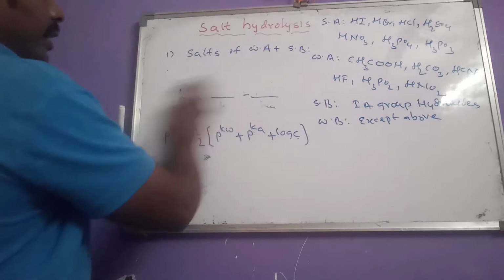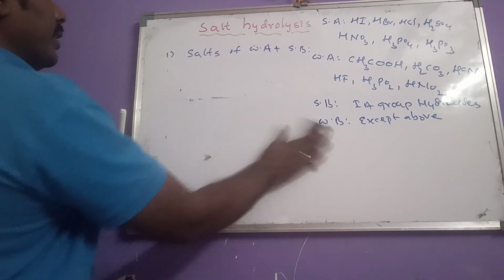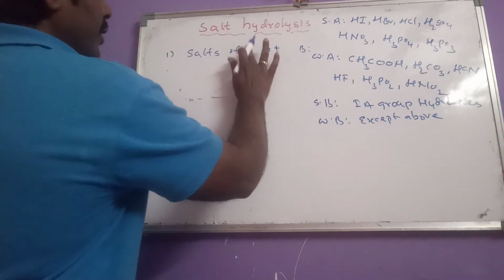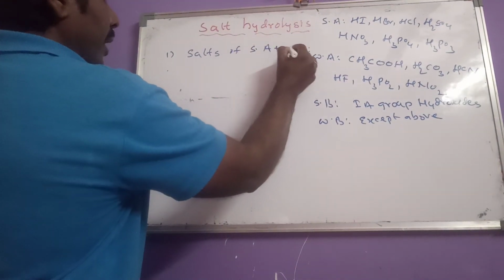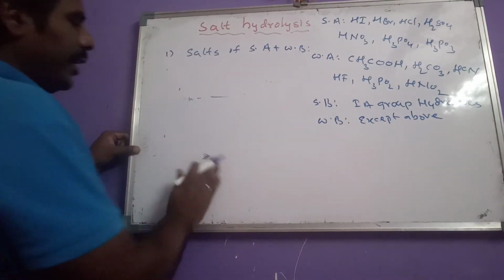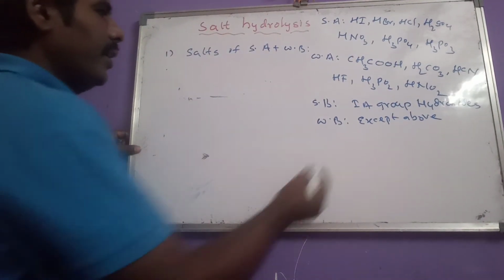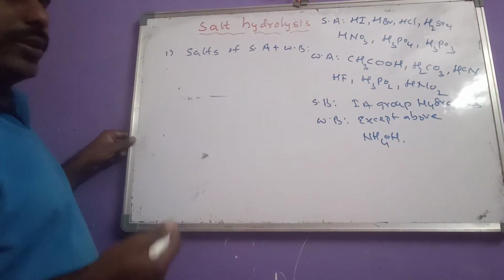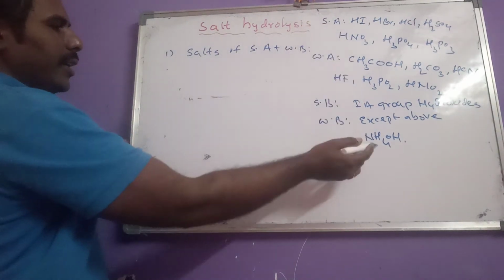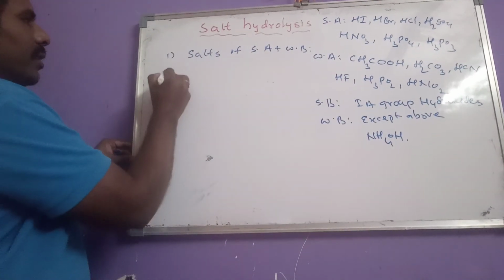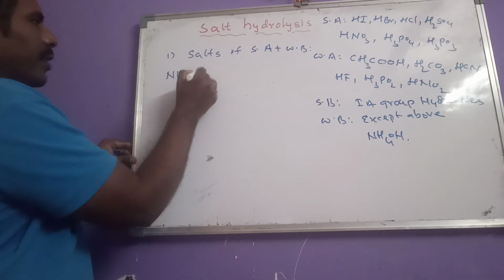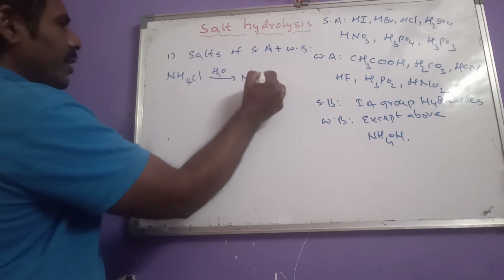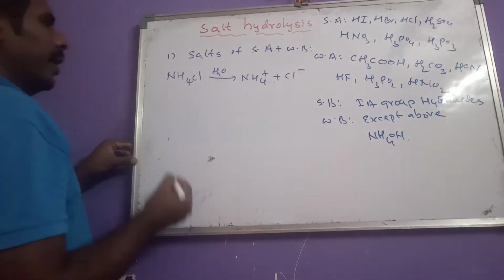Okay, now let us go for another one here. Salts of strong acid and weak base. Strong acid, weak base. So one example, let us connect here. Weak base example, NH4OH is a well-known example here. HCl is considered as a strong acid. Now the salt produced is NH4Cl. When dissolved in water, we get NH4+ and Cl-.